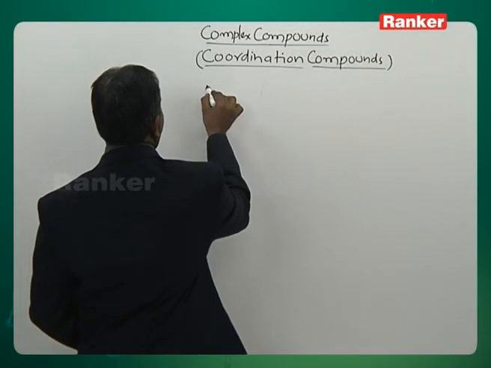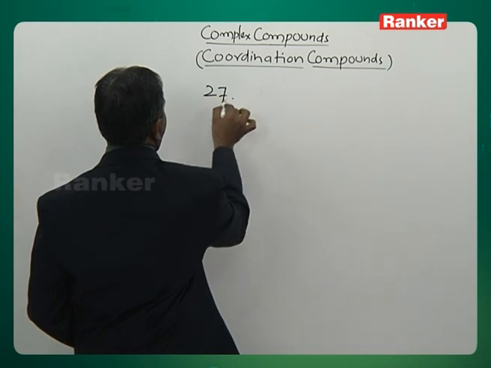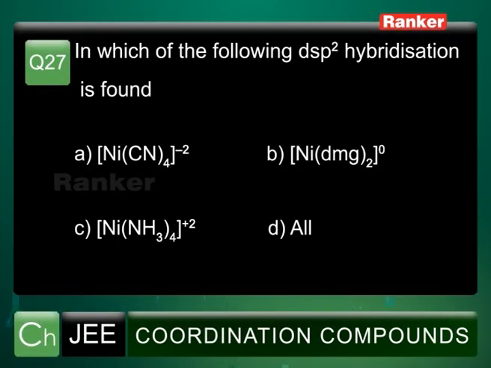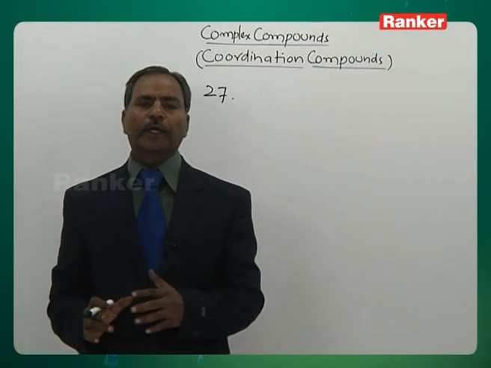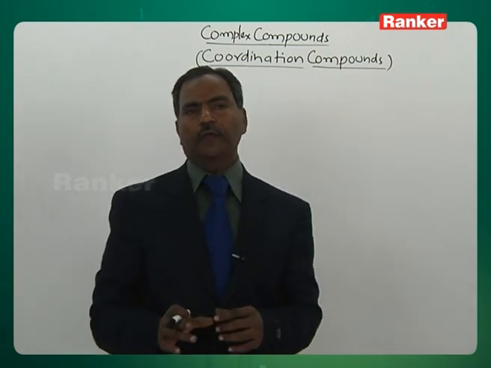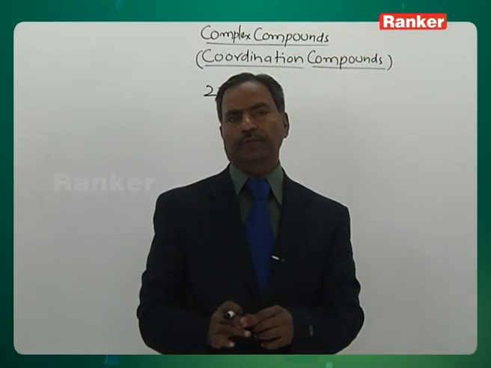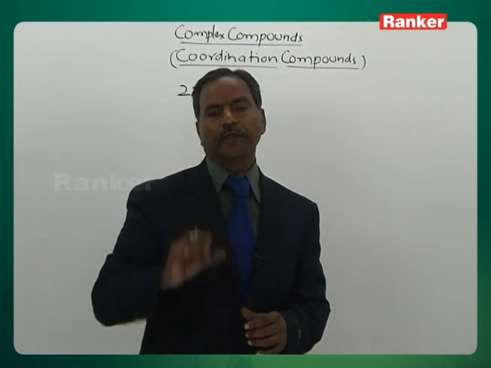Question number 27. In which of the following is dsp2 hybridization found? Wherever the complex is having square planar geometry, in such case we can say it is dsp2 hybridization. A, nickel tetracyanide minus 2. We thoroughly discussed in the class, it is nickel tetracyanide minus 2. It is square planar and definitely it is dsp2.